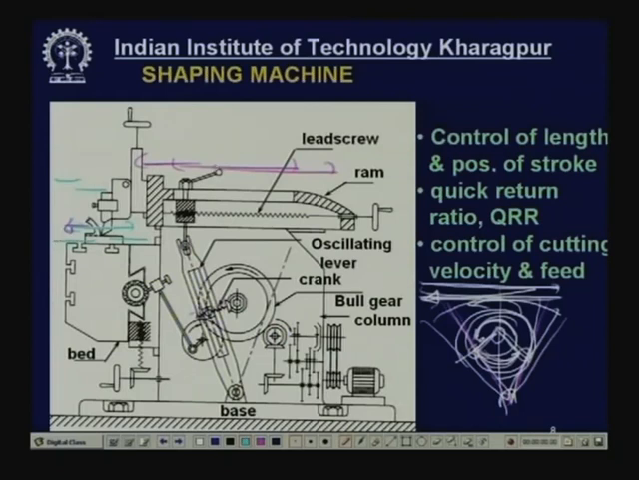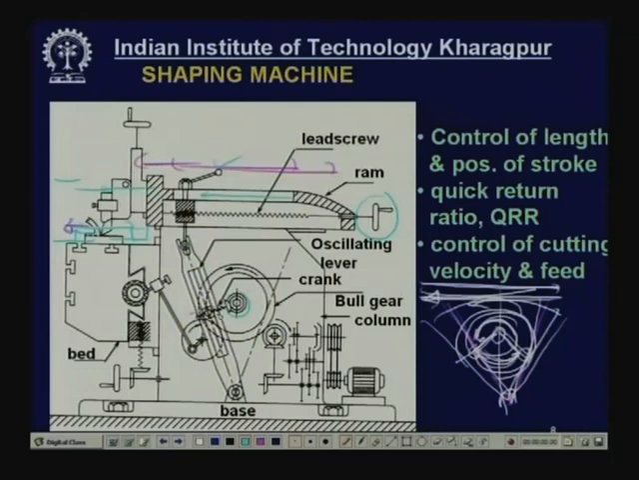This can be done by loosening this nut and then rotating the screw. The nut will be held fixed like that, and through this nut the screw will move. When the screw moves, this ram will also move a little forward, and then you tighten this one. So, by that you can fix the initial position of the cutting tool here or there, and then by rotating this one you can adjust the length of stroke.